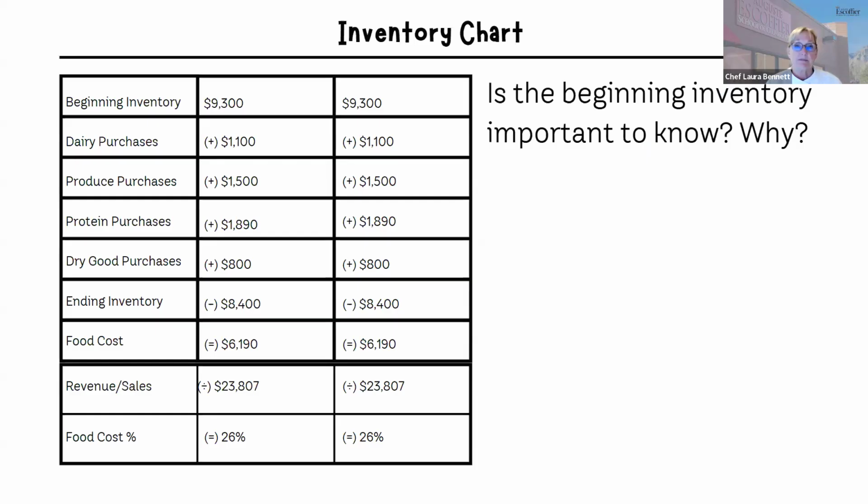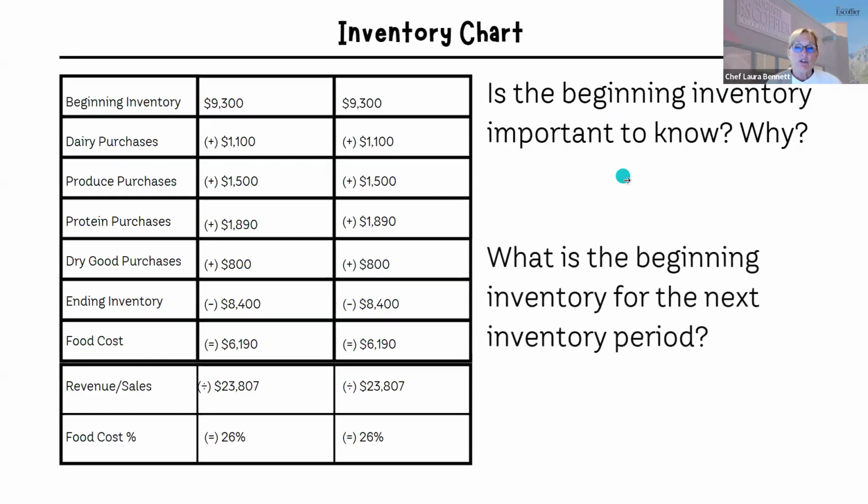It's right there. What is the beginning inventory for the next inventory period? It's going to be what your ending inventory is for this inventory period. You're just going to pull it up and it's going to become your beginning inventory.